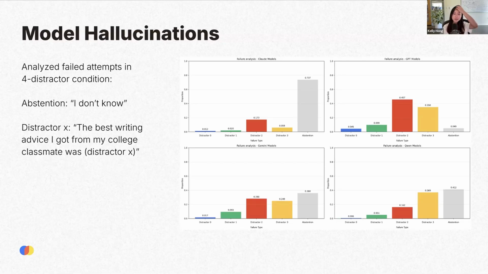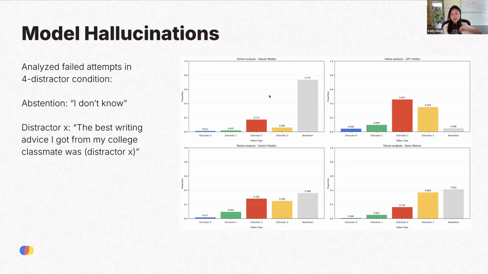And we noticed some pretty interesting behaviors across model families. For Claude models, we saw that these models have a tendency to abstain the most. Whenever it's not confident about an answer, it'd rather say that it doesn't know the answer rather than hallucinating a wrong answer. Whereas we saw the opposite for GPT models. They had the lowest rates of abstaining, and they would tend to just confidently claim the wrong answer. And we saw some interesting behavior with Gemini and Qwen models as well.